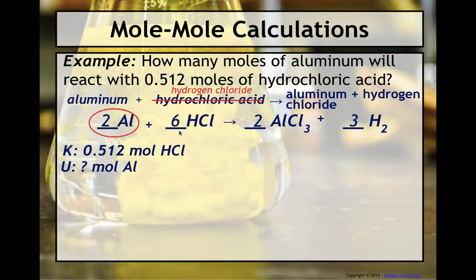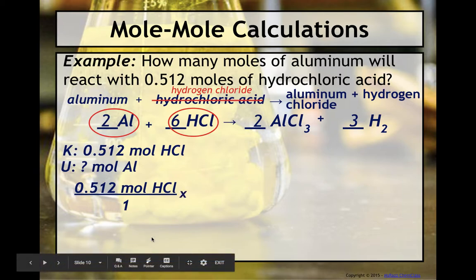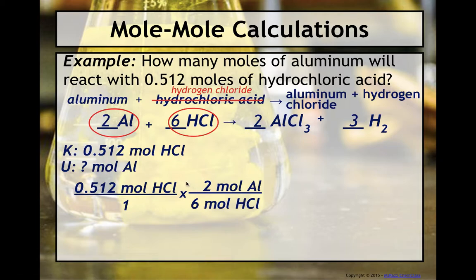So set it up. Start with what you have, 0.512 moles hydrochloric acid. You want this to cancel out, so you're going to put moles of hydrochloric acid on the bottom. You have 6. And then what you want, you're going to put at the top. You want moles of aluminum. Okay? 2/3. If you want to simplify the fraction to become 1/3, that's fine. That's the same relationship. Okay? That will cancel. Leave us with that.